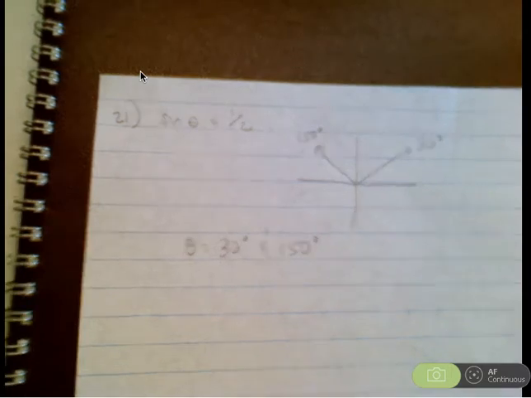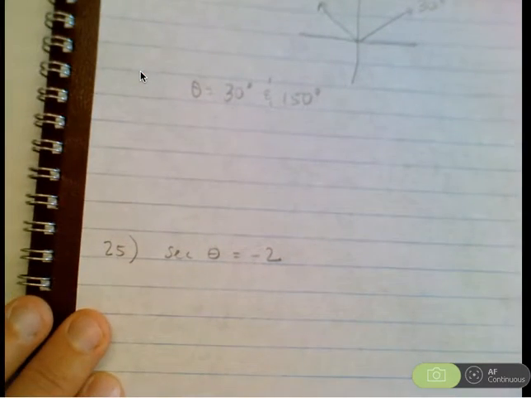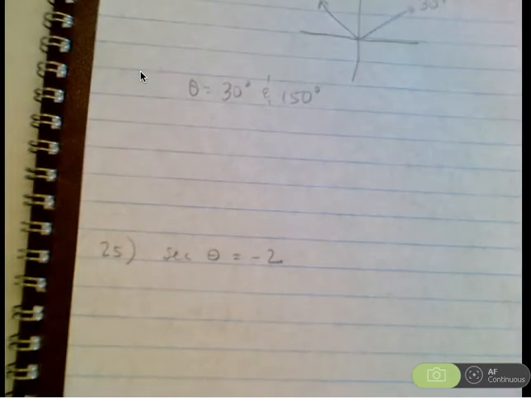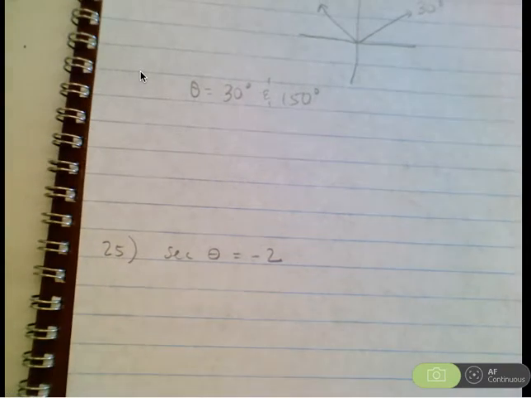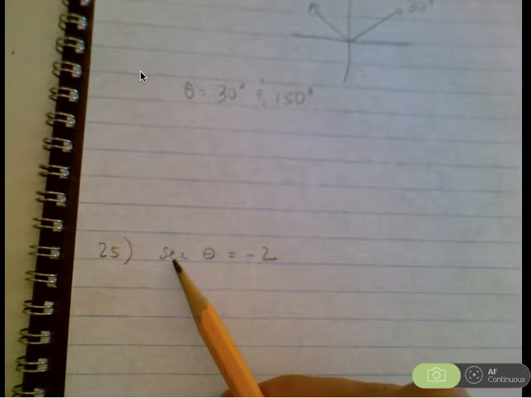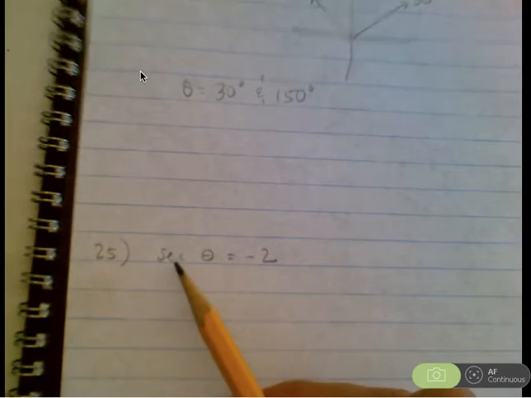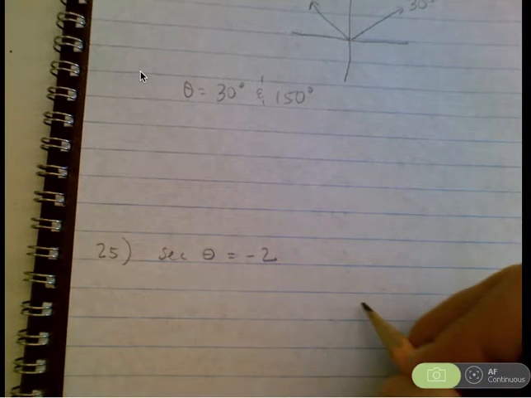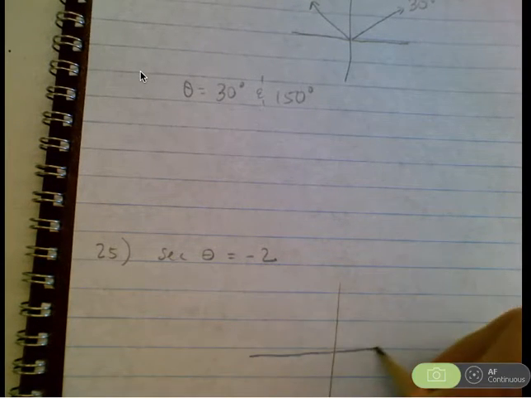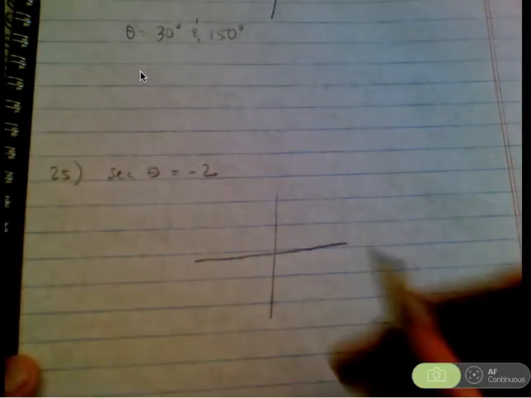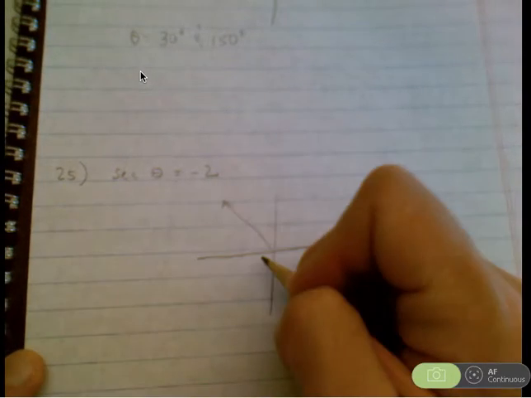And last one, we've got secant theta equals -2. So that was the other one was number 21. This is number 25 on your sheet. All right, again, secant is the same thing as cosine in terms of the positives and negatives. Cosine is negative. Let me move this down. Cosine is negative in these two quadrants right here.